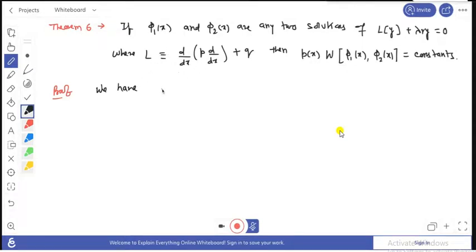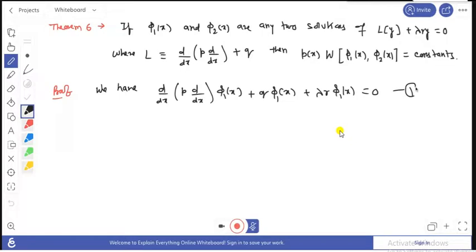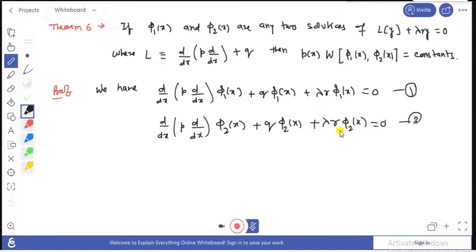So here we have d over dx of p d over dx. There are two solutions, phi1 and phi2, which means each satisfies the main equation. So you can write d over dx of p phi1'(x), plus q phi1(x), plus lambda r phi1(x), equals 0. This is equation number 1. Similarly, phi2 is also a solution of this Sturm-Liouville boundary value problem, so you can write d over dx of p phi2'(x), plus q phi2(x), plus lambda r phi2(x), equals 0. This is your second equation.